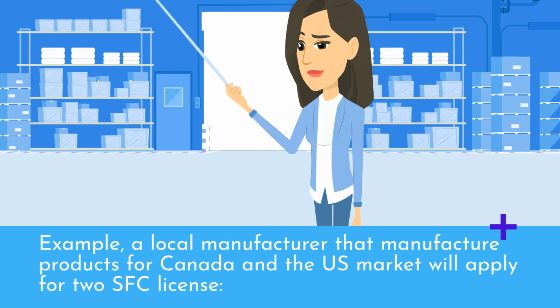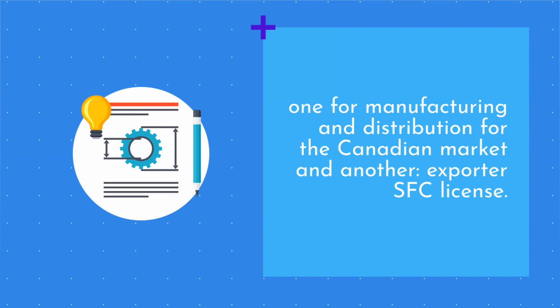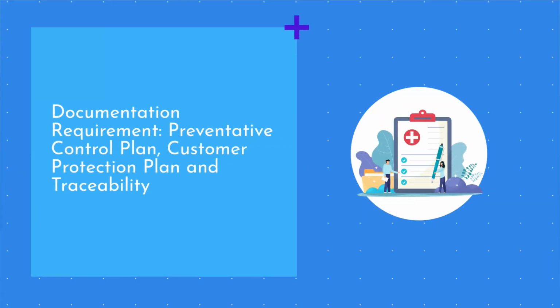Example: a local manufacturer that manufactures products for the Canada and US markets will apply for 2 SFC licenses. One for manufacturing and distribution for the Canadian market and another, an exporter SFC license. Documentation requirement: preventative control plan, customer protection plan and traceability.